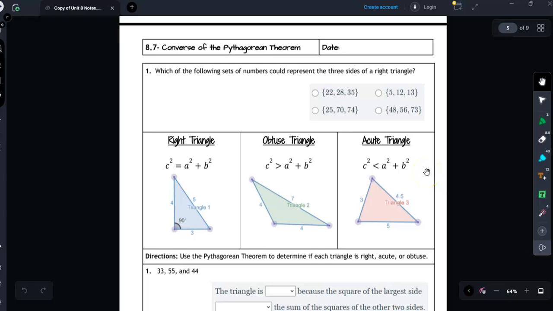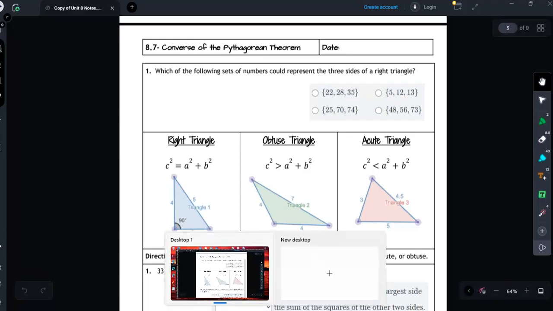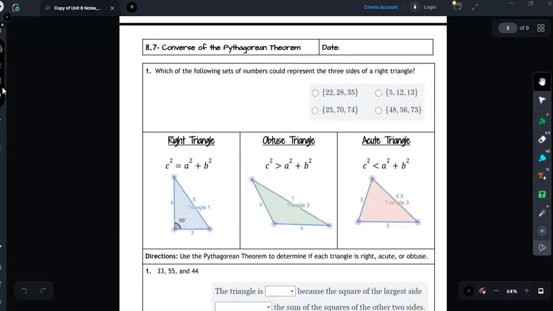Here we go. So today we're going to be talking about the converse of the Pythagorean theorem. I threw all your guys' notes out there, so you need to be taking them, right? Okay, so these are the things you need to know.